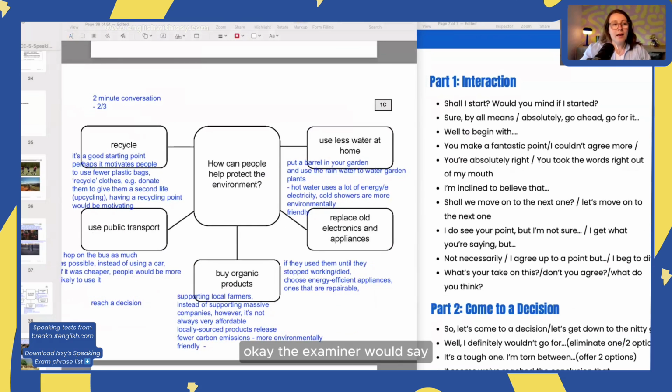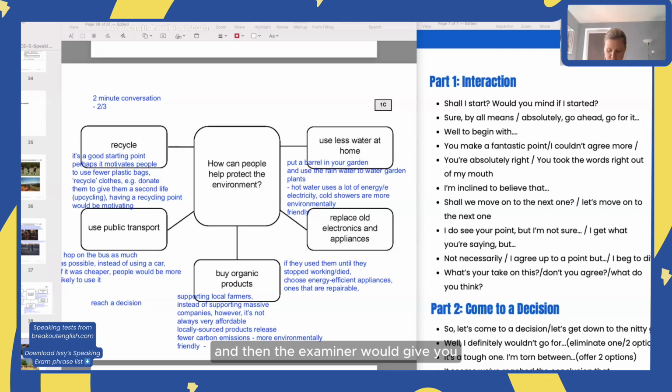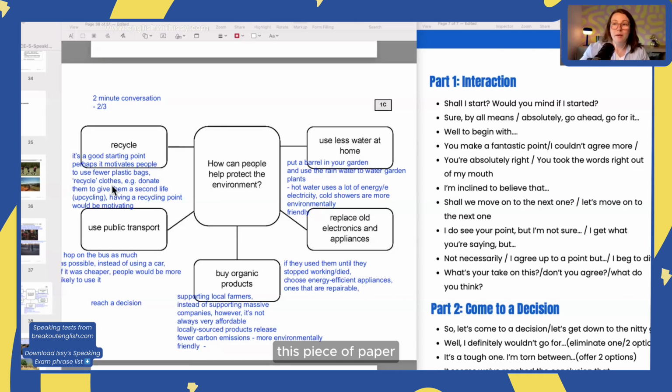The examiner would say, now I'd like you to talk about something together for about 2 minutes. Some people think that protecting the environment is an important issue, and others disagree. Here are some things that they think about and a question for you to discuss. First, you have some time to look at the task. And then the examiner would give you this piece of paper. They'd give you 15 seconds to look at the task, which is your preparation time. And then the examiner would say, now, talk to each other about how people can help protect the environment.